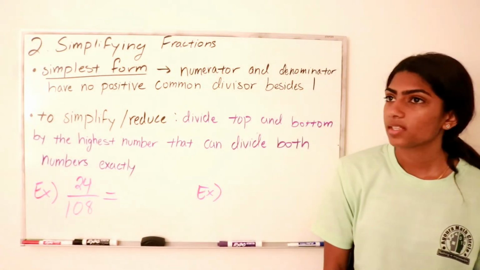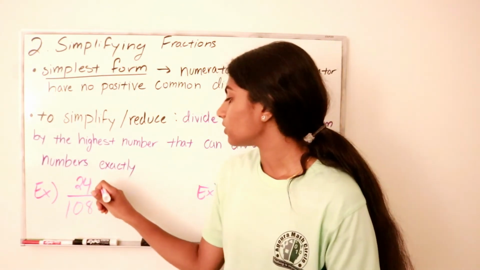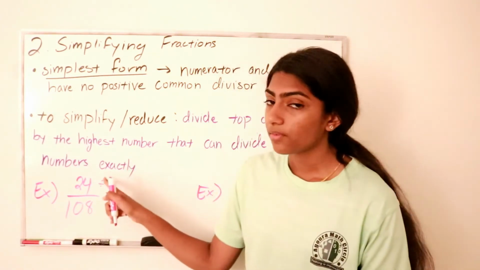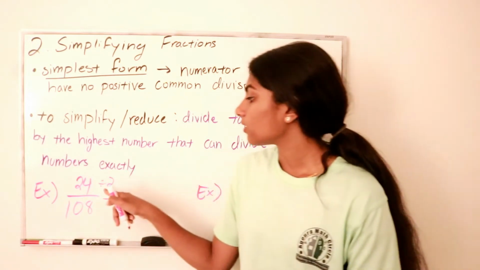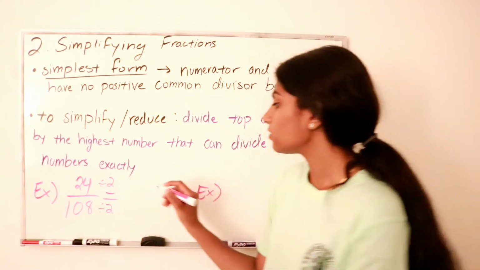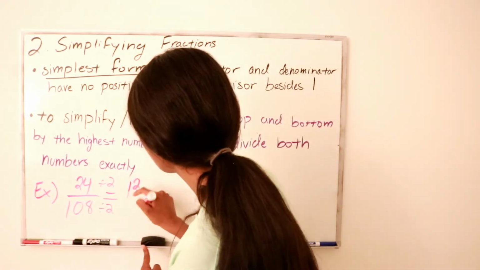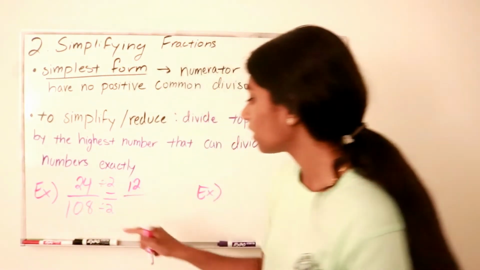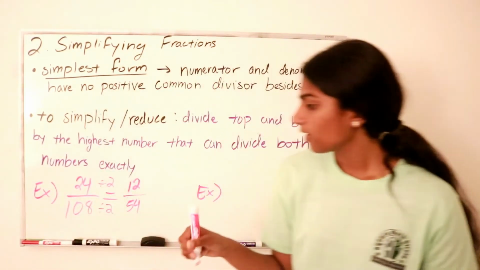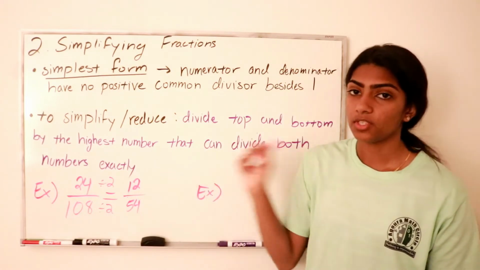So 24, let's think. I know I can divide it by 2 because 24 is even. So 24 divided by 2. And then whatever I do on the top, I have to do on the bottom. It's really important. Whatever you do on the top of the fraction, you have to do at the bottom. So dividing the top by 2, that means I have to divide the bottom by 2. So what is 24 divided by 2? That is 12. So I have 12 over, and then what's 108 divided by 2? 54. Alright? Now I know that this isn't simplest form because there are more common divisors between these two numbers.